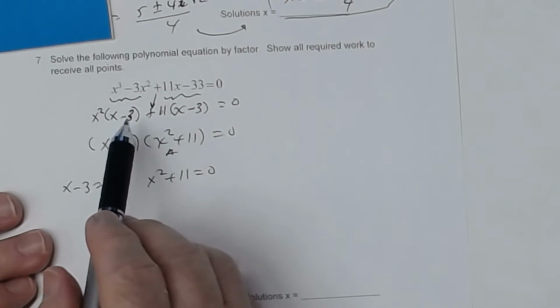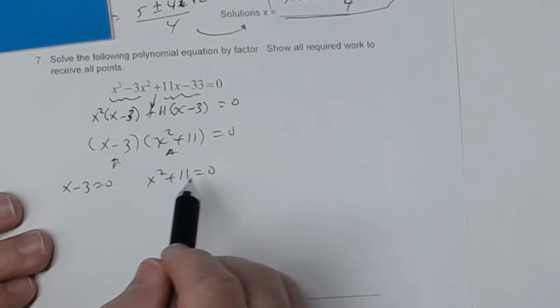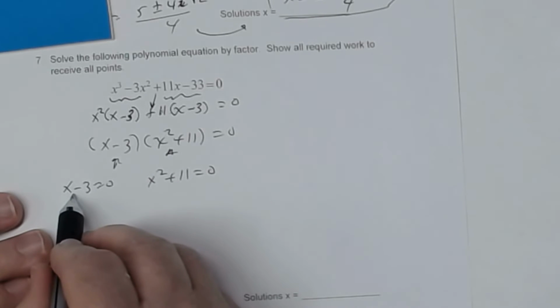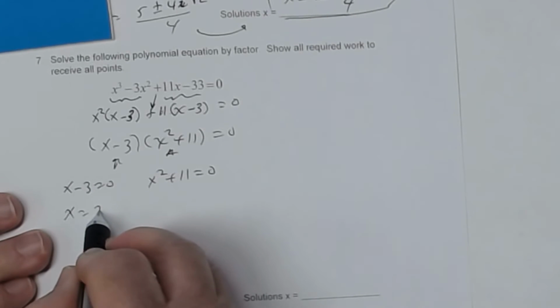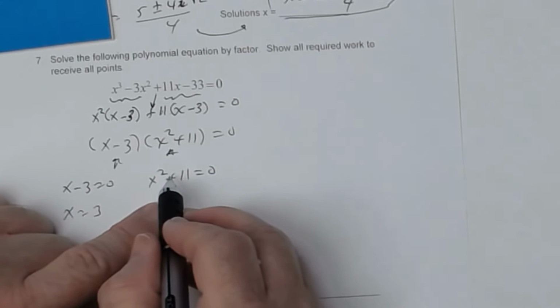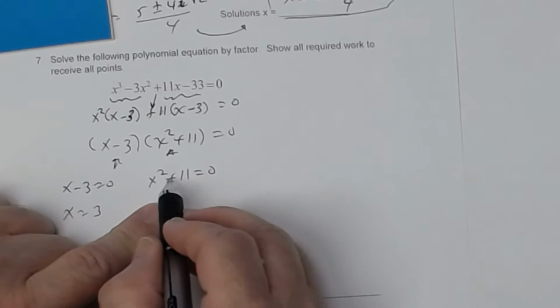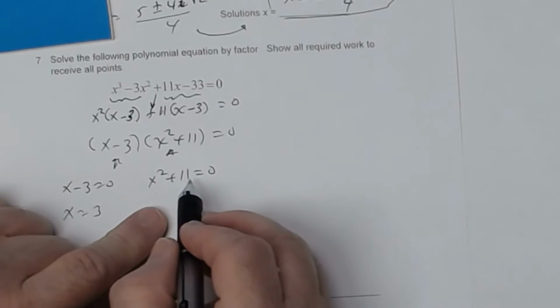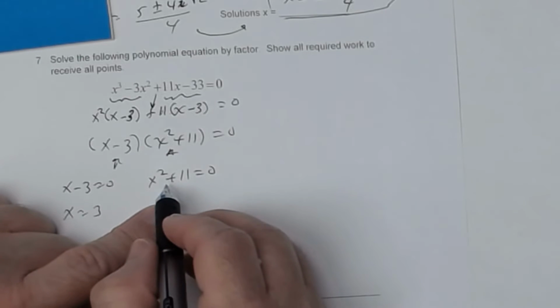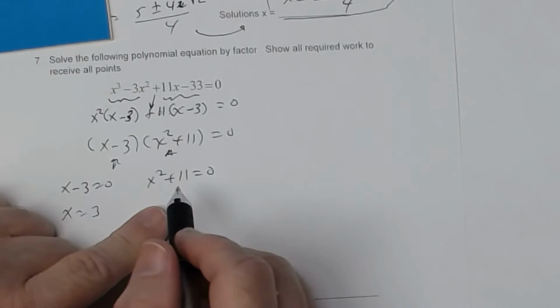And so I went from a cubic equation to a linear and a quadratic. The linear is easy, so you get x to be 3. Now in this quadratic, you need to notice that the x term is missing. You have an x squared and a constant. So since the x term is missing, I'm going to use the square root property.